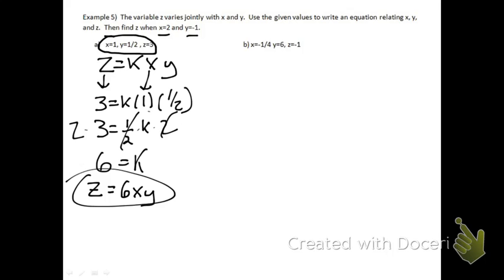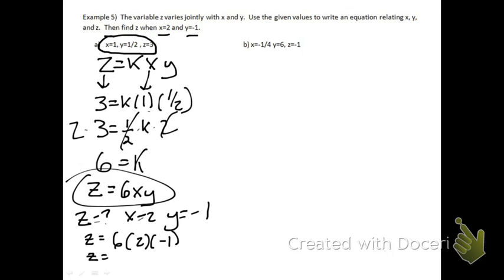Now for the second part, it says find z when x is 2 and y is negative 1. So they really want to know, what is z if x is 2 and y is negative 1? So let's plug that into our formula. So z equals 6 times 2 times the y value, negative 1. I'm going to get z is, what is that, negative 12. And then we're done. Guys, I'm going to have you try b on your own.